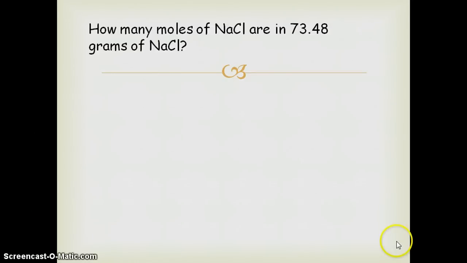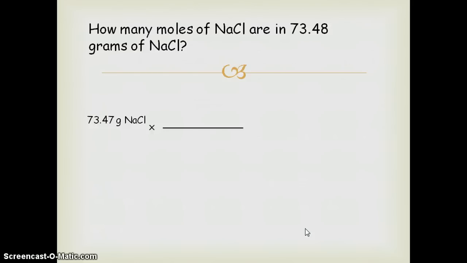Of course, you start with what you are given. You're given grams here in the problem. So you put 73.48 grams, setting up the beginning of your problem. 73.47, well, I apologize for this, it should be 48, but 73.48 grams of NaCl.